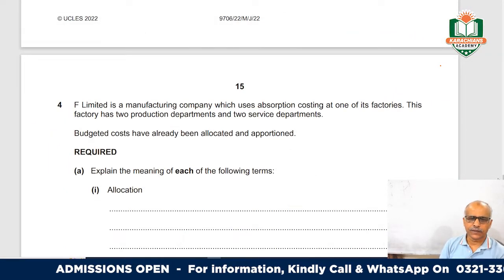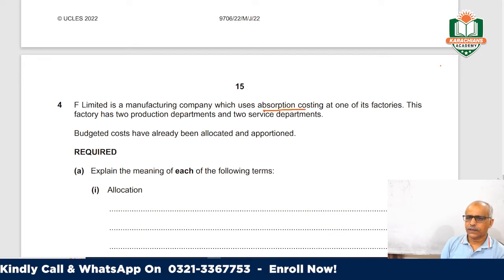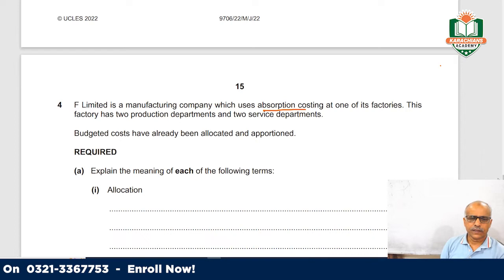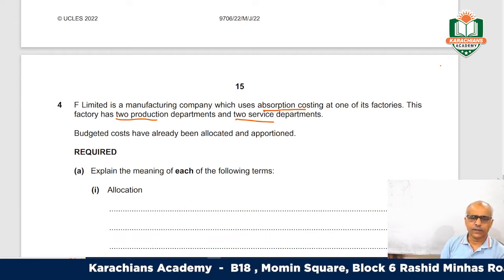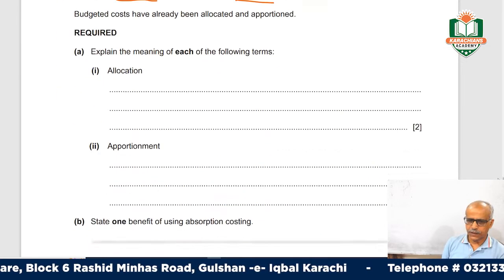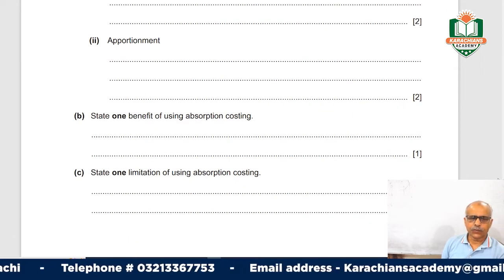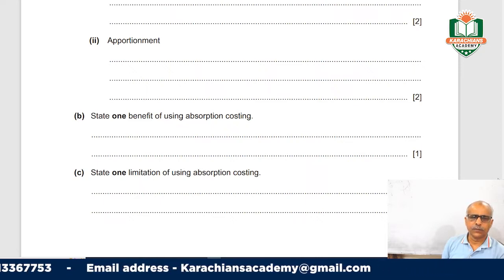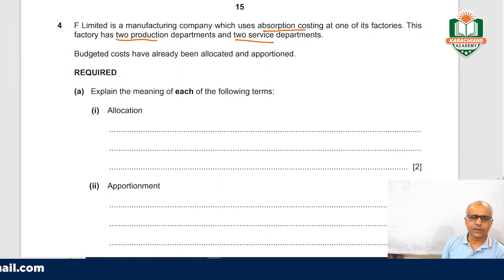F Limited is a manufacturing company which uses absorption costing at one of its factories. This factory has 2 production departments and 2 service departments. The budgeted costs have already been allocated and apportioned. So explain the terms allocation and apportionment, and state one benefit of using absorption costing and one limitation. So we can move on to the marking scheme, and this is very much easy.